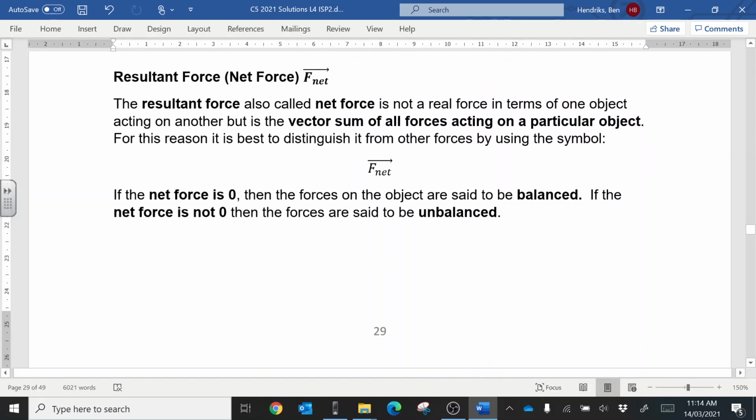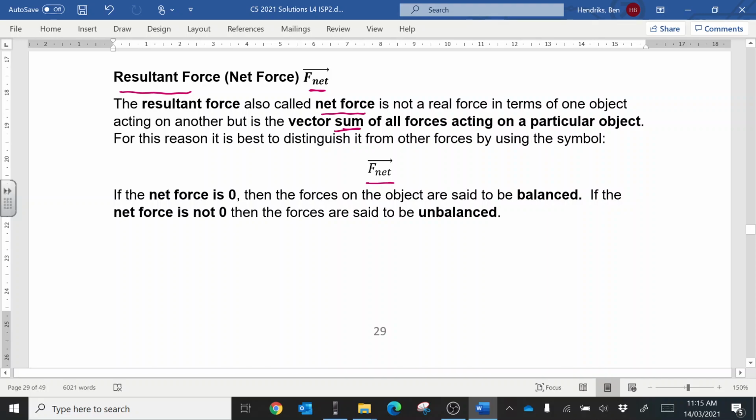The resultant force. We've already done some maths on resultant forces, with all our vector additions. If we had forces acting in a couple of different ways, the resultant force would be what we would see as the direction the object moves in. The resultant force, also called the net force, is not a real force in terms of one object acting on another, but it is the vector sum. So it's the sum of all forces acting on a particular object. For this reason, it's best to distinguish it from other forces by using the symbol F net.